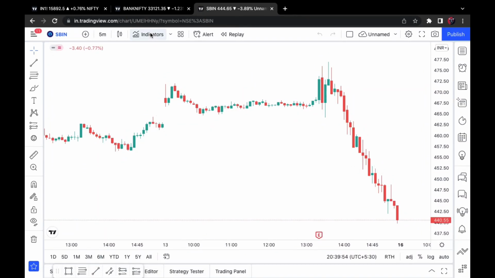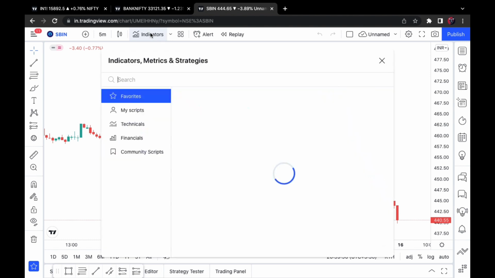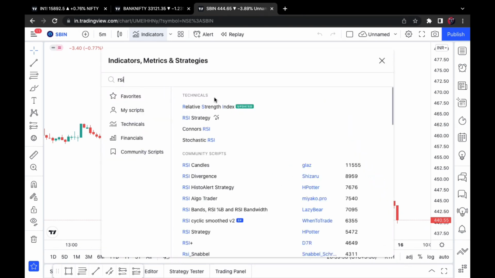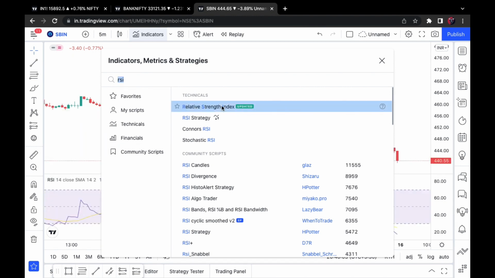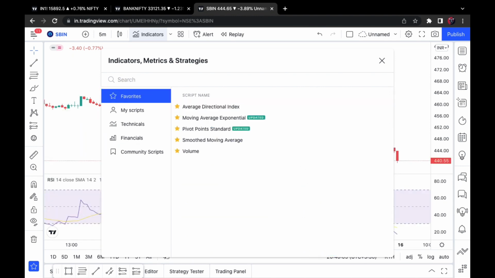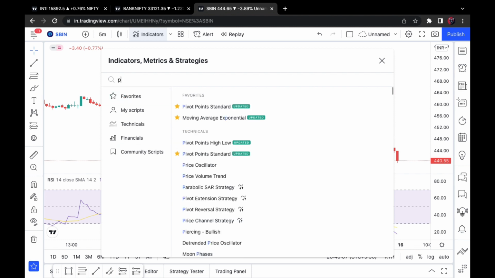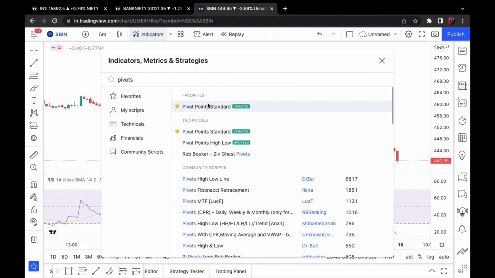So you need to come in this indicator option and search RSI. This will come, Relative Strength Index. So put this indicator, and the second indicator which I will choose is the pivot points. This will come as Pivot Points Standard.